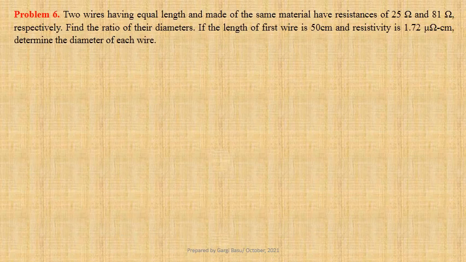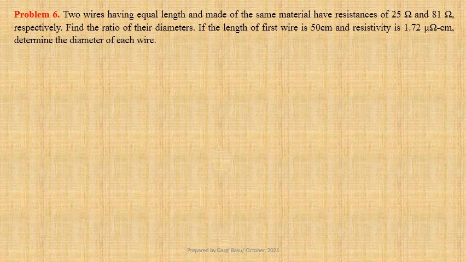Two wires having equal length and made of the same material have resistances of 25 ohm and 81 ohm respectively. We have to calculate the ratio of their diameters. If the length of the first wire is 50 centimeters and resistivity of the material is 1.72 micro ohm centimeter, we have to determine the diameter of each wire.